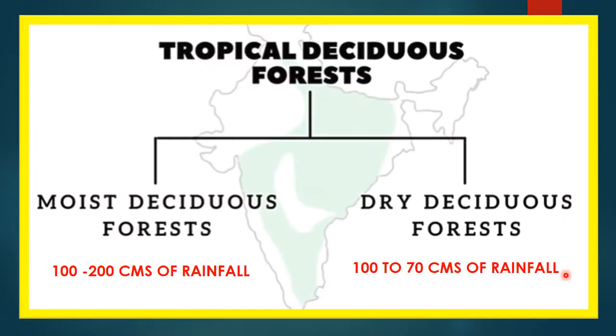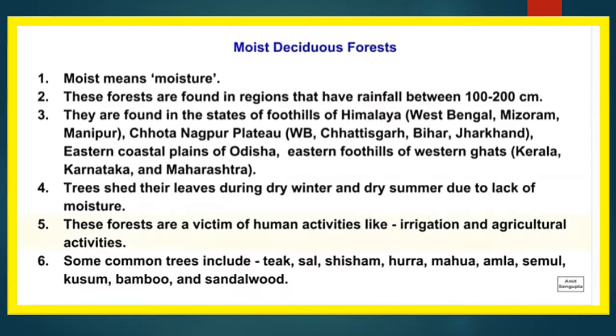The tropical deciduous forests are found in the maximum part of India, and they are normally found in regions receiving rainfall between 200 centimeters and 70 centimeters. And on the basis of the availability of water, these forests are further divided into moist deciduous forest and dry deciduous forest. Let's talk about the moist deciduous forest.